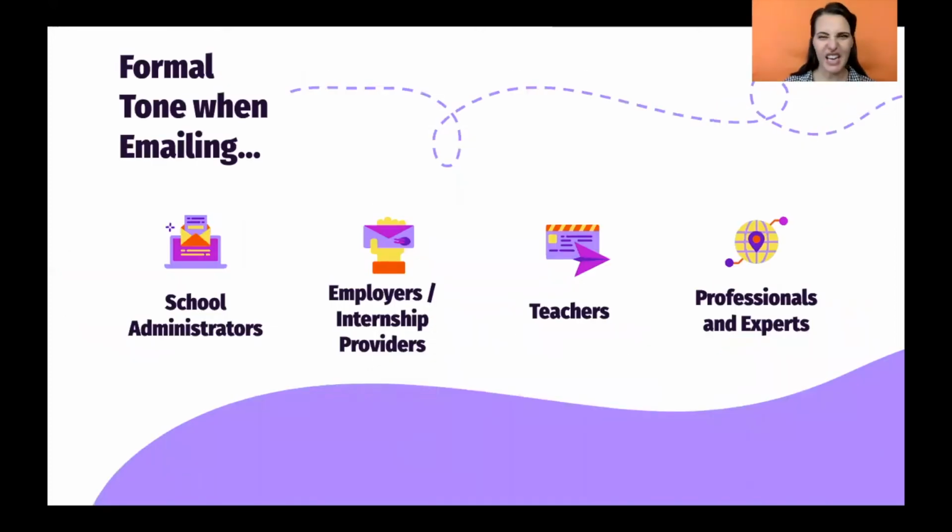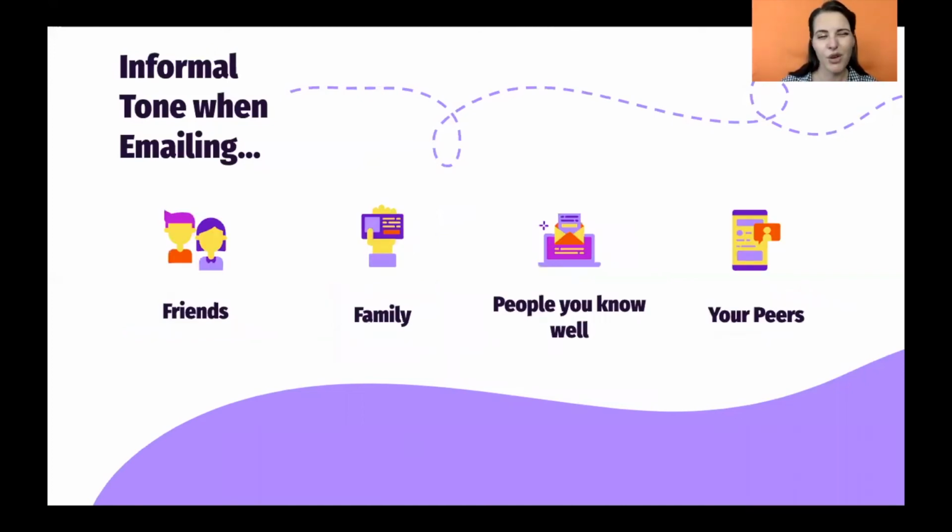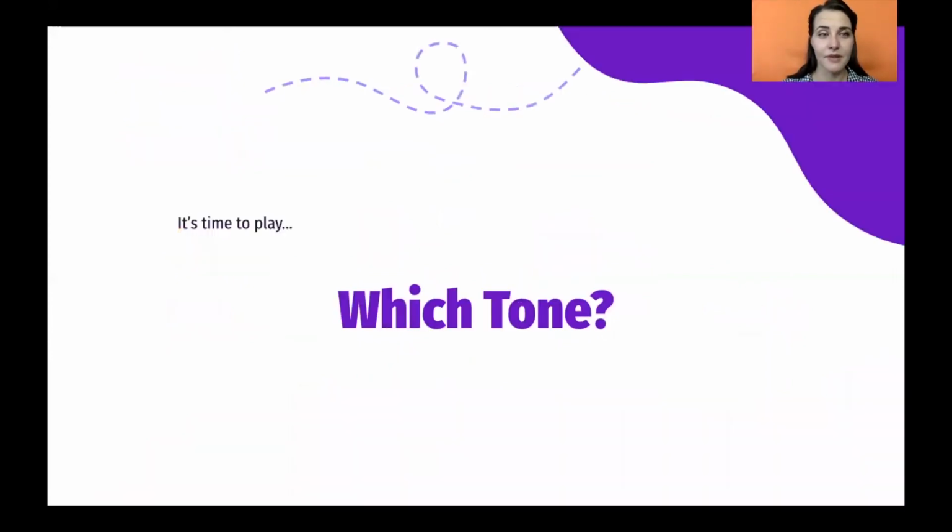Okay, so a quick guide for you. Use a formal tone whenever you're emailing school administrators, employers and internship providers, teachers, and then sometimes for our projects, we might be interviewing experts in the field and you'll be sending them emails. So in that case, you would want to send a formal tone email. You can use an informal, casual tone when you're emailing your friends, your family, people you know well, or your peers. So time to play "Which Tone?" I'm going to give you a scenario. You tell me if it's formal or casual.